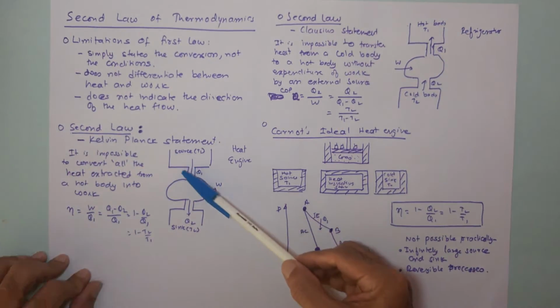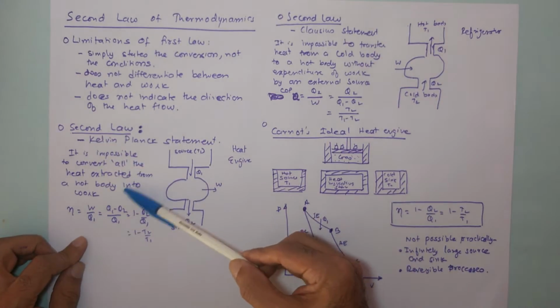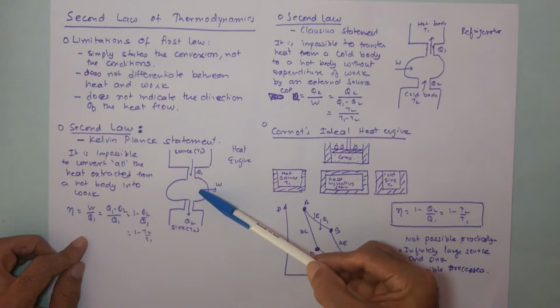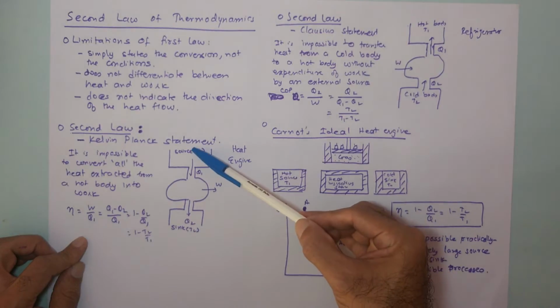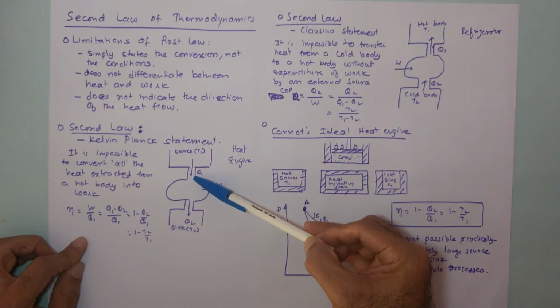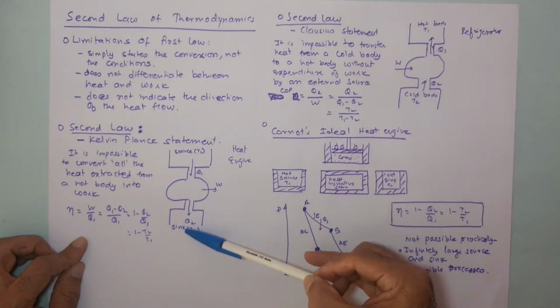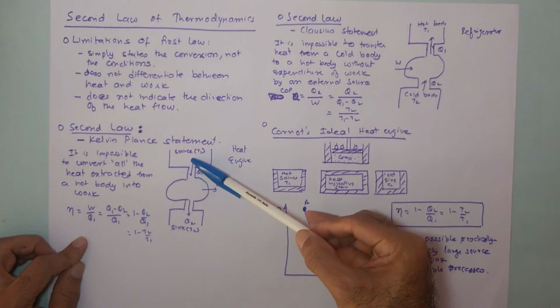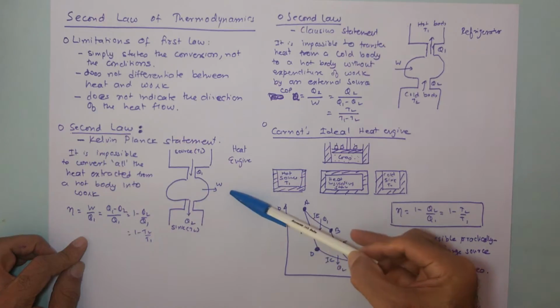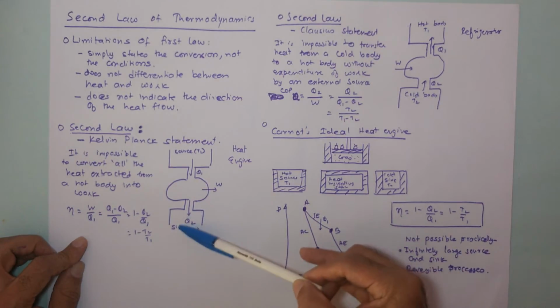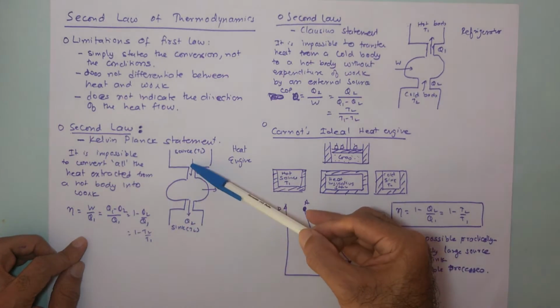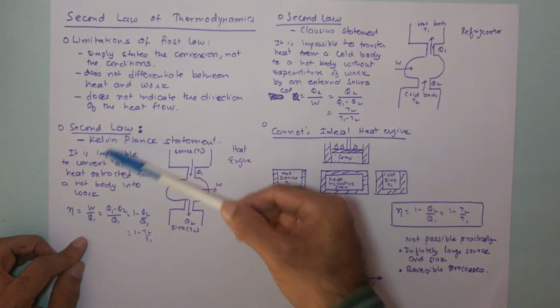The Kelvin-Planck statement says it is impossible to convert all the heat extracted from a hot body into work. So in the case of a heat engine, there's a source, Q1 heat is extracted from the source, the amount of work done is W, and Q2 heat is rejected to the sink. So it's not possible to take this entire heat Q1 and convert it into work such that Q2 is zero. Entire Q1 cannot be converted into work, which is the second law of thermodynamics.